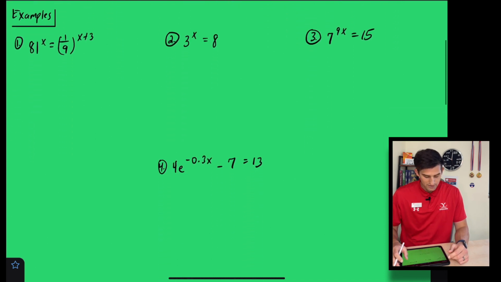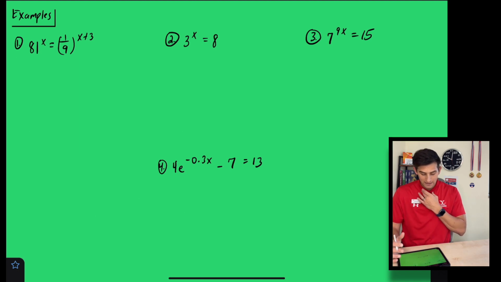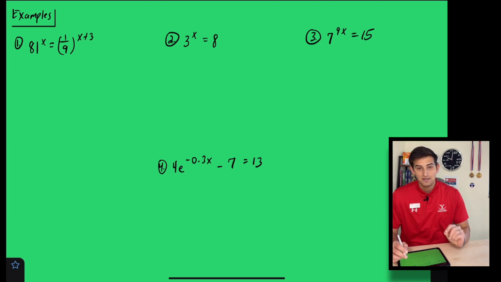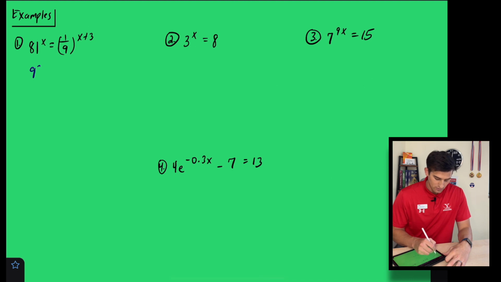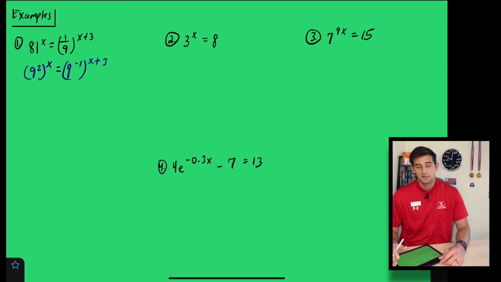So let's jump into our examples here. We're going to start off with 81 to the x power equals 1/9 to the x plus 3. Obviously our bases are not the same. We have an 81 and we have a 1/9, but we can make the bases both be 9. We could say 81 is 9 squared, raised to the x power. 1/9 would be 9 to the negative first power, with the same exponent, x plus 3. Now we can use what I call PPP, power of a power product, because it tells me what to do with those two powers. I take the product of them.